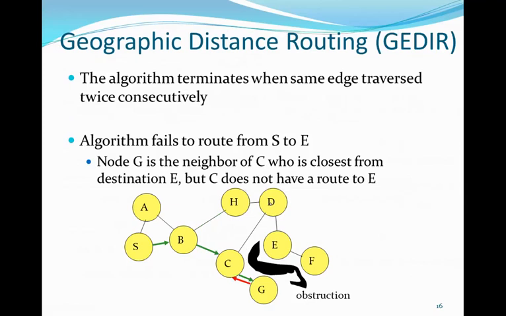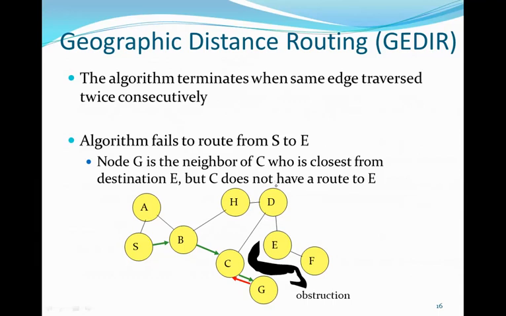The algorithm actually terminates when the same edge is traversed twice consecutively, and you can see here in the form of twice traversal between C and G. C sends it to G, and then onward G sends it to C. So the algorithm actually fails here between S and E. The algorithm fails to route from S to E.